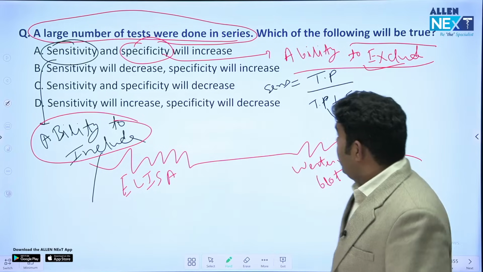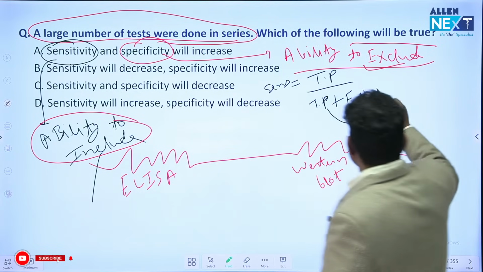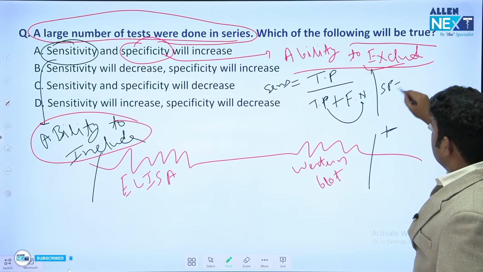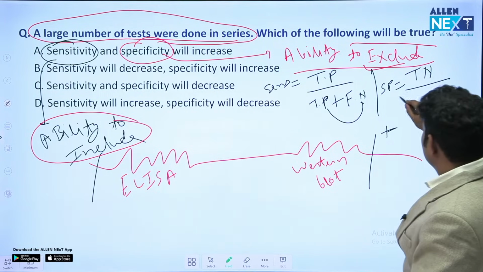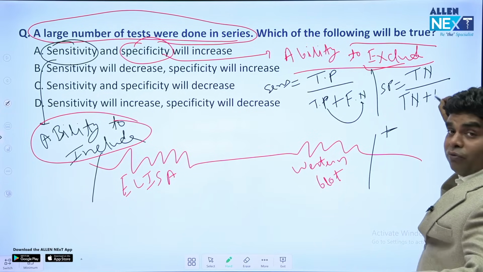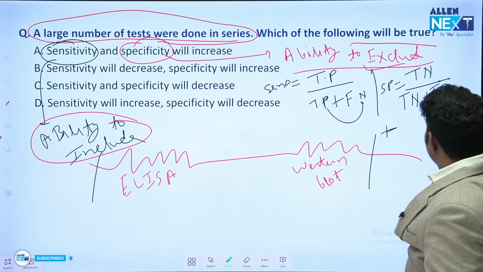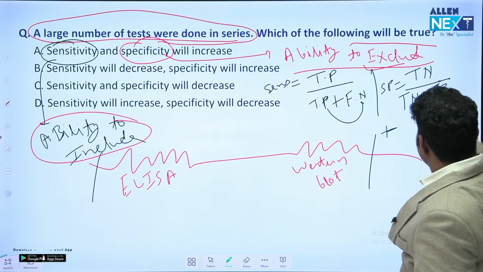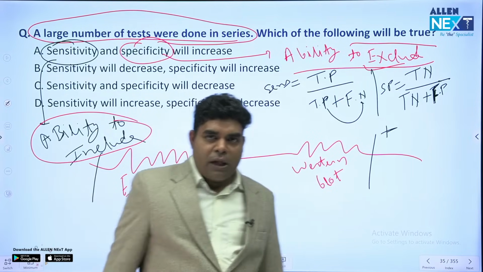That is sensitivity. And what is specificity? Specificity is true negative. आपको बस याद रखना है. True negative and again in the same way, just opposite of that. What is opposite of true? False. Opposite of negative? Positive. So formula of specificity is true negative by true negative and false positive. That's it.